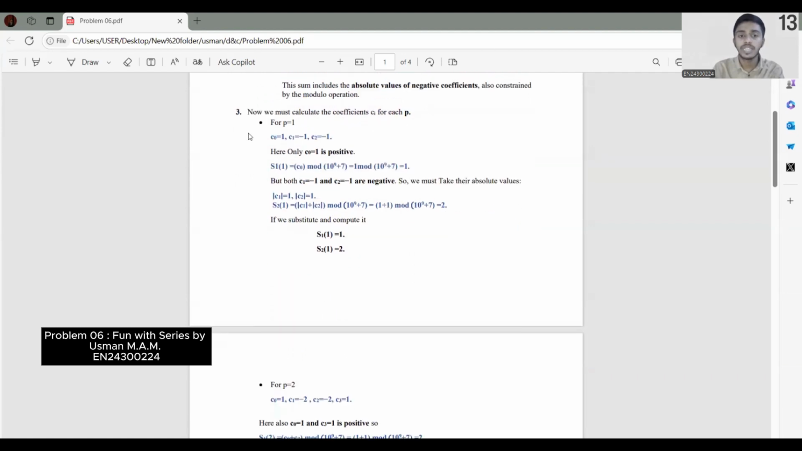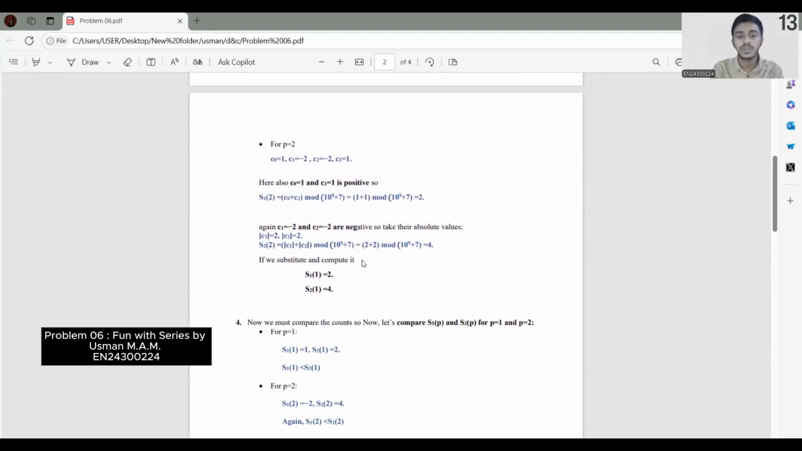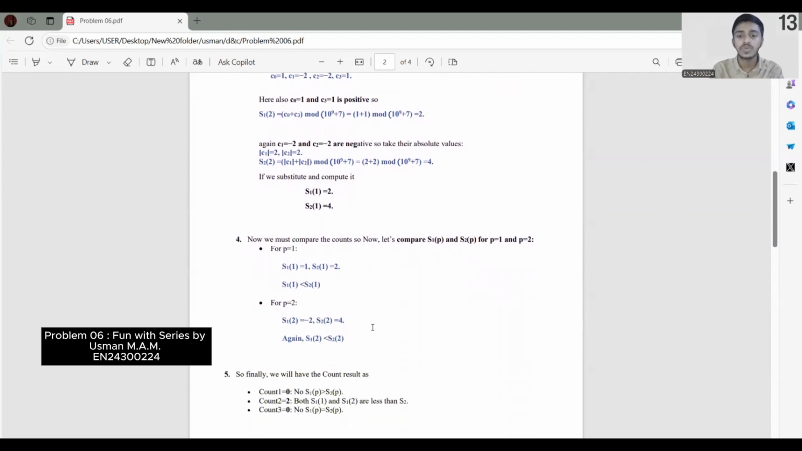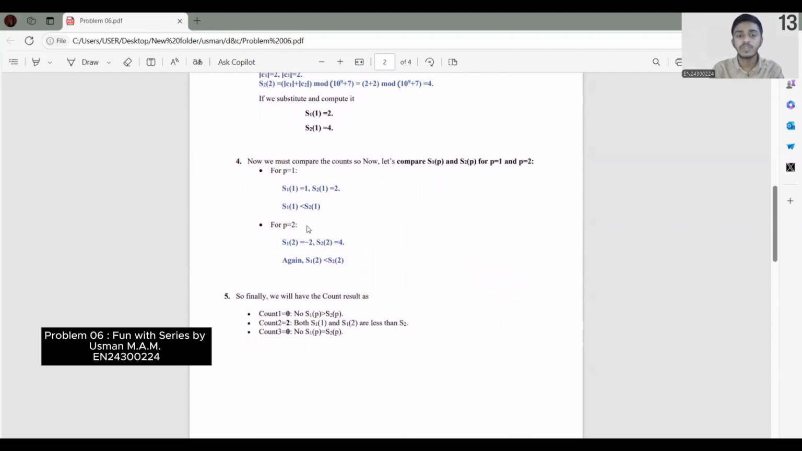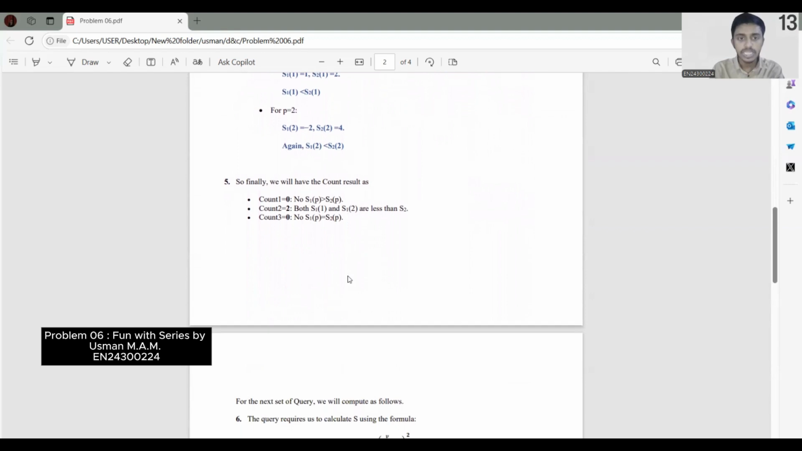For p equals 1, these coefficients are like this, and the s1 value will be 1 and s2 value will be 2. For p equals 2, the final s1 value will be 2 and s2 will be 4. And next, we should compare s1 and s2 for each p value. For p equals 1, s1 will be smaller than s2. And again, p equals 2, s1 also will be smaller than s2. And next, the count results are like this here.